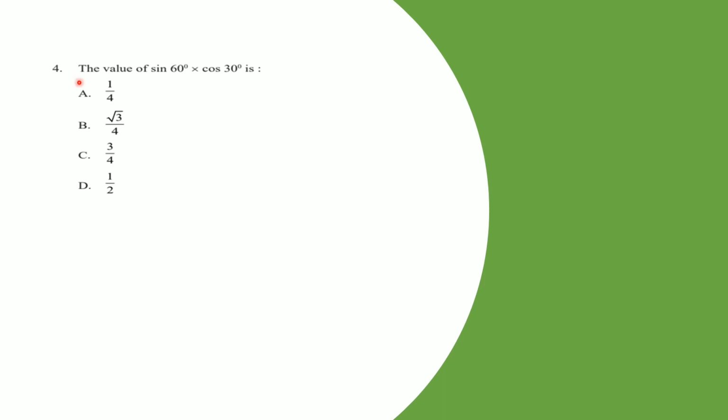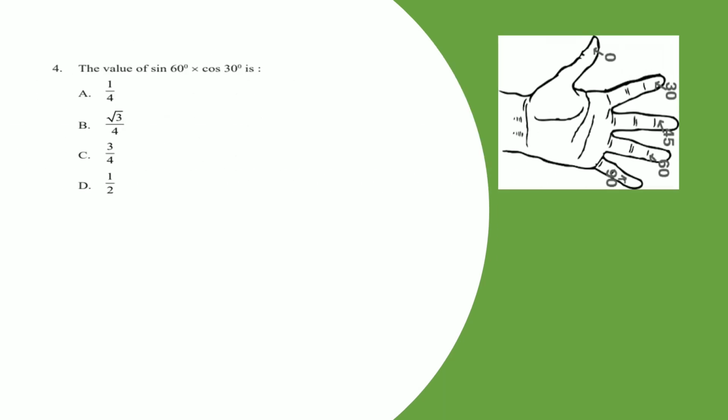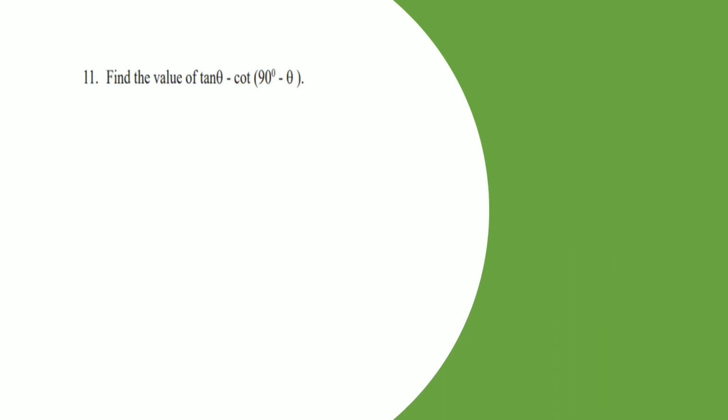Here comes the first question in the model question paper. That is numbered 4 in the question paper. The value of sin 60 into cos 30 is, bring your left hand. Sin 60, number of fingers above it is 3, so root 3 by 2. Cos 30, number of fingers below it is 3, so root 3 by 2. Root 3 into root 3 is 3 by 4, that is the answer.